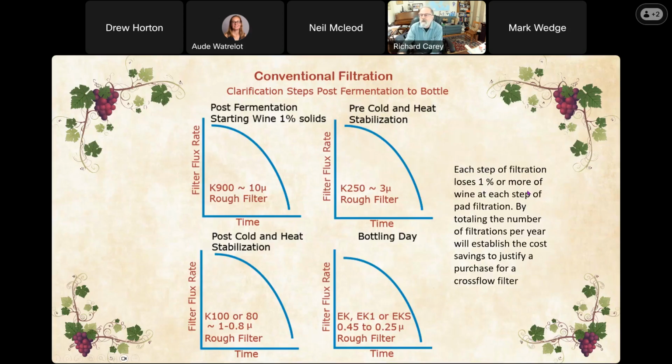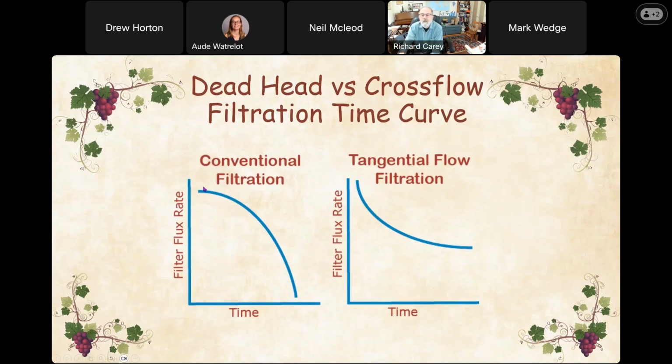In each step of the filtration, you can lose about 1% of the wine. So depending upon the number of steps you do, you can save a good percentage of that wine in crossflow filtration. And this is the kind of flux curve that you get with conventional filtration, where it falls down until you get to a point. As you saw in the previous talk, they are developing pads where you can do some regeneration, which does help in the use of the other kinds of pads.